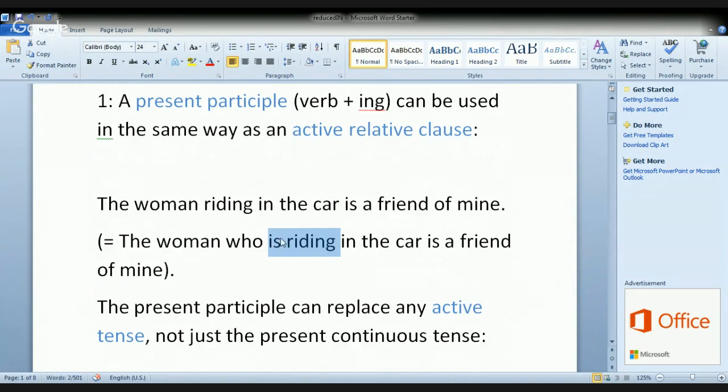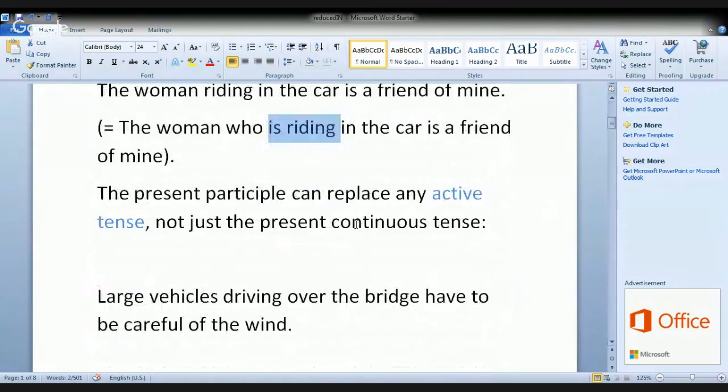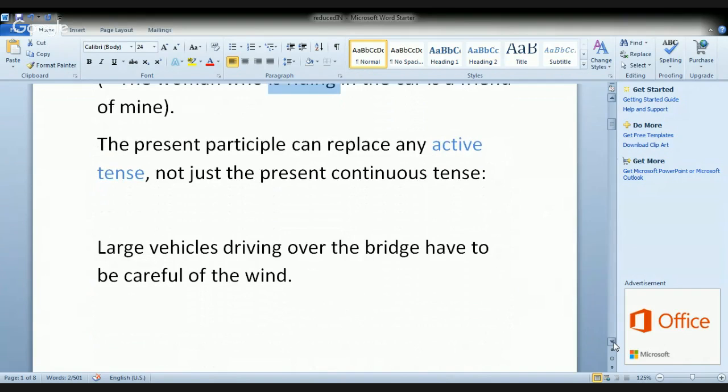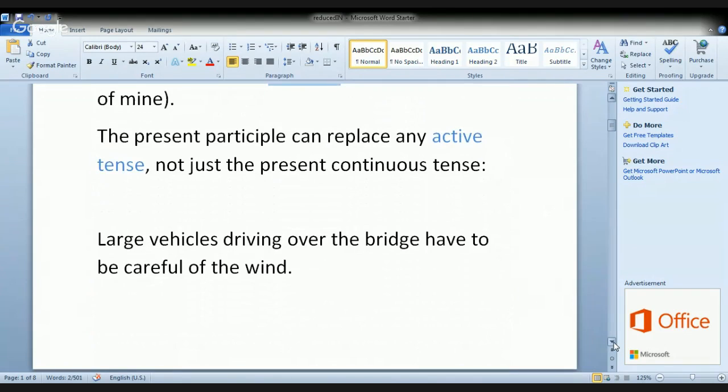Now, if this is where the word was, the woman who was writing, that's just the past continuous. And so what they're saying in this next part is that the present participle, the verb plus ing, can replace any active tense. Any active tense. It doesn't matter what tense it's actually in. Okay? So my example here is large vehicles driving over the bridge have to be careful of the wind.